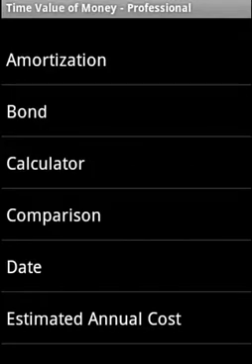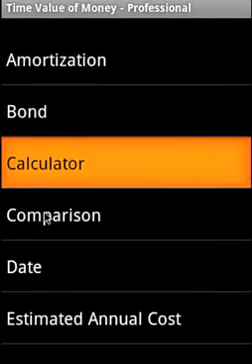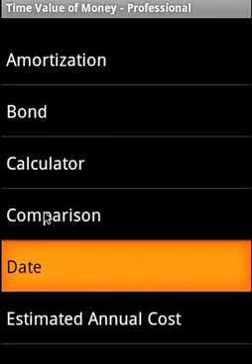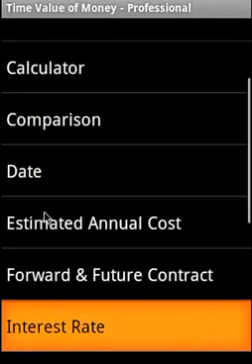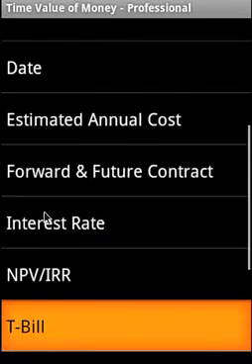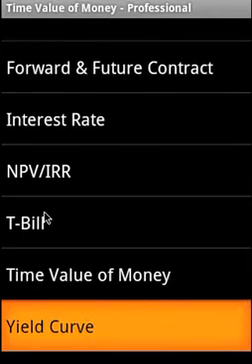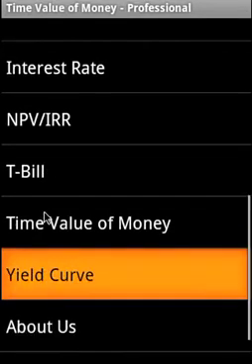Time Value of Money Professional covers amortization, bond, it has a built-in calculator, it compares loans, there is a date functionality, and it calculates the estimated annual cost. It also covers forward and future contract, interest rate, NPV IRR, T-bill, time value of money, and yield curve.